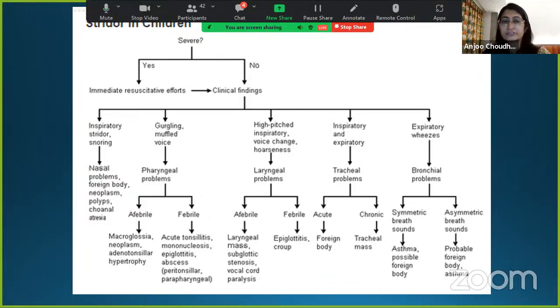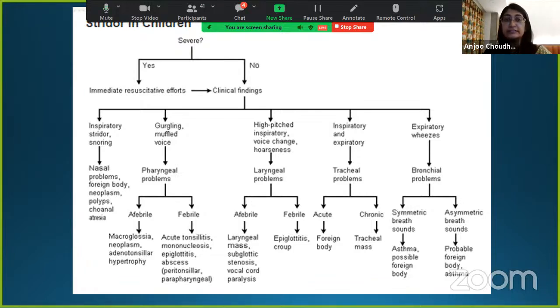If it's a gurgling, muffled sound, then it's usually pharyngeal problems: tonsils, adenoids, large tongue, tonsillitis, epiglottitis. If it's a high-pitched inspiratory voice change, then laryngeal problems. If it's lower down, then you will have wheezes and stridors, then it's a tracheal problem. And then finally, your field, your domain, is bronchial asthma and obstructed airways.